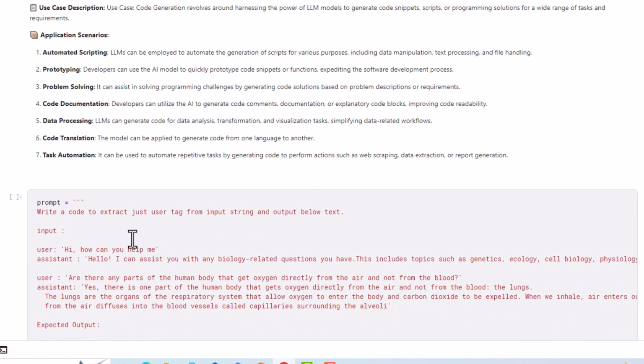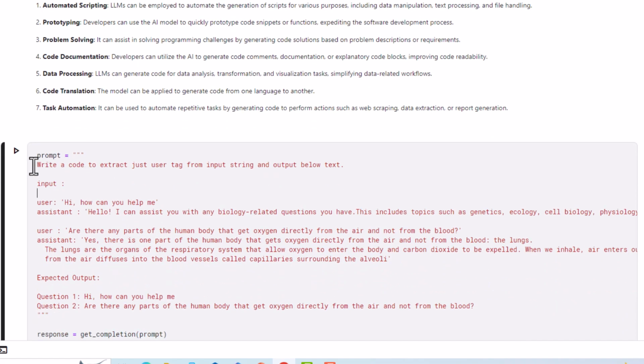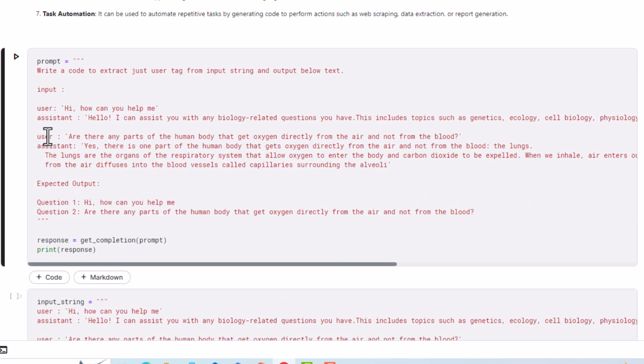So let's see how we can write one such prompt. We'll write that you have to write code to extract just the user tag from the input string and the output from the below text. So what you want to do is you need to just extract this user tag, right? And the expected output answer is question 1, how can you help me? This is the first user tag. Question 2 is the second user tag.